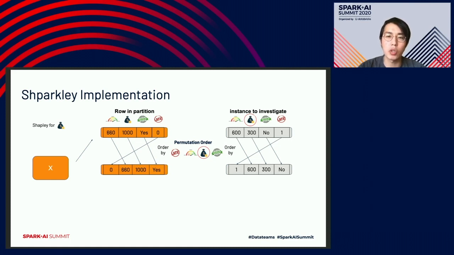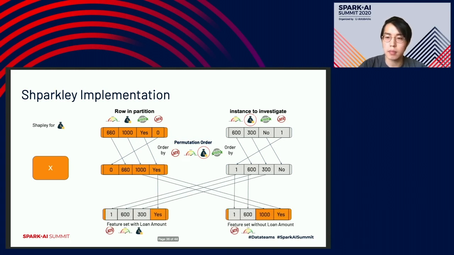We rearrange these two instances according to this order so that now delinquency is in the first place, followed by FICO score, then loan amount, and lastly, whether or not it has repaid. Using these two arranged instances, we can now start creating the counterfactual instances. So for the instance that has the effect of loan amount, we'll be taking number of delinquency, FICO score, and loan amount from our instance to investigate, since these are the features that are prior to loan amount here. And we'll use anything else from our row in partition, which is yes here.